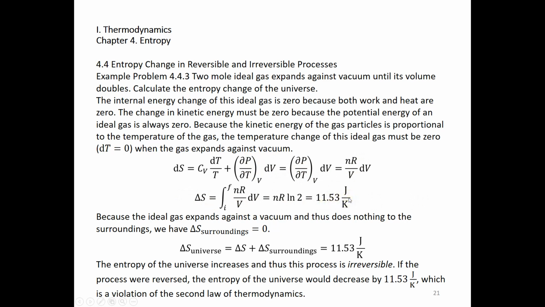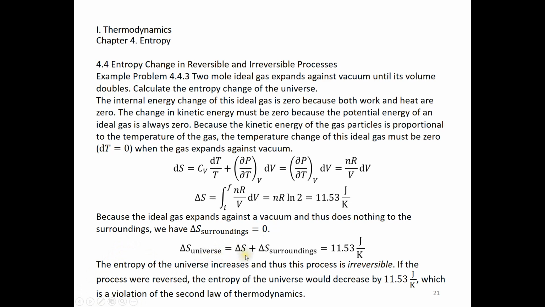Now, what about the surroundings? Because the ideal gas expands against the vacuum, nothing can be done to the vacuum. Therefore, nothing has changed to the surroundings. The entropy change of the surroundings is exactly 0 because it's surrounding the system. There's a vacuum and there's no change done to the vacuum. That's why. And what about the entropy change of the universe?